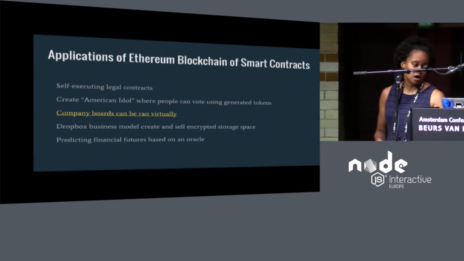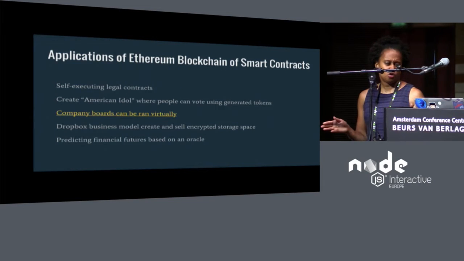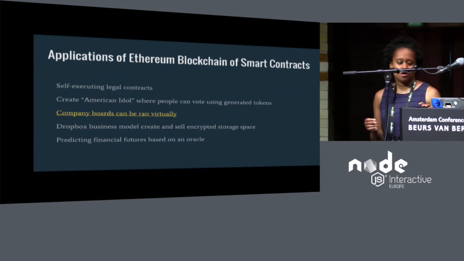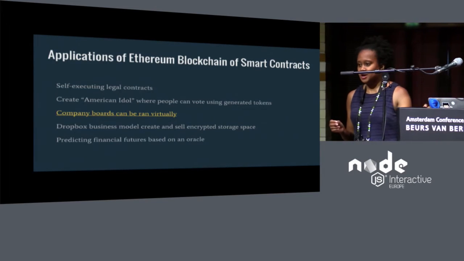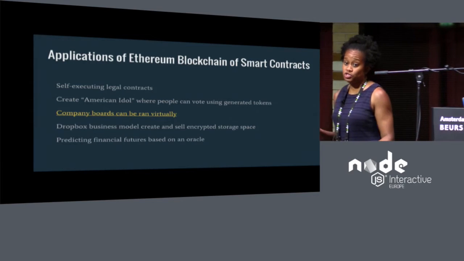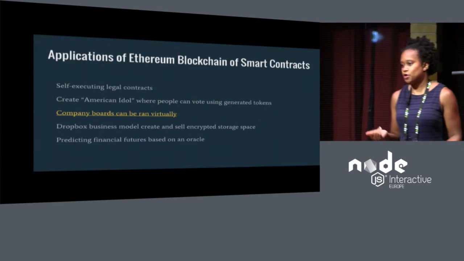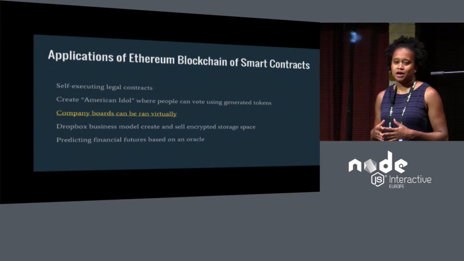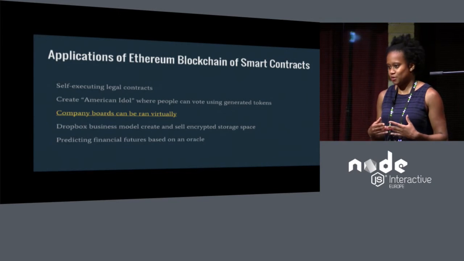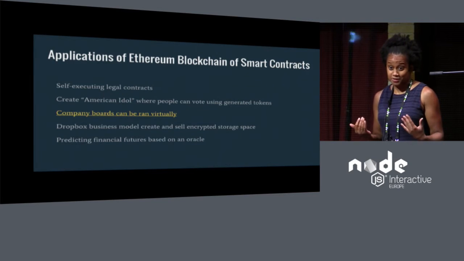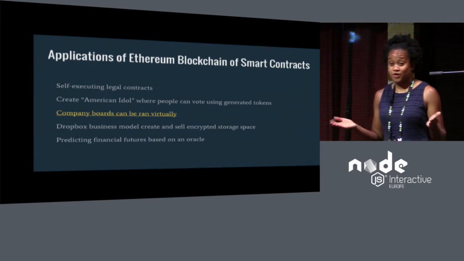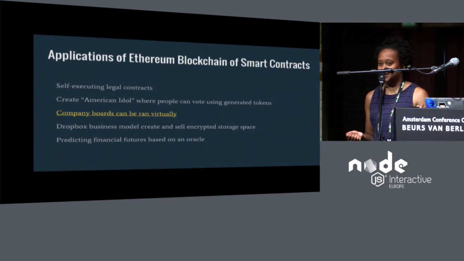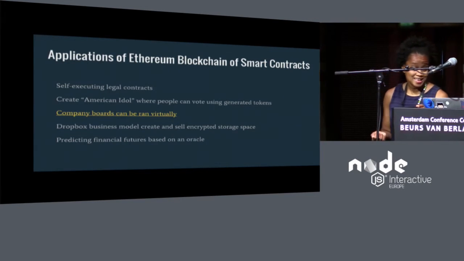I don't know how many of you are familiar with American Idol. I don't watch it. You can create an American Idol kind of app where you can vote using a token as opposed to your phone. I read recently that American Idol was a huge force in teaching Americans how to text. Like they learned texting through actually voting for their favorite performer. So maybe a program like American Idol can educate people about smart contracts.